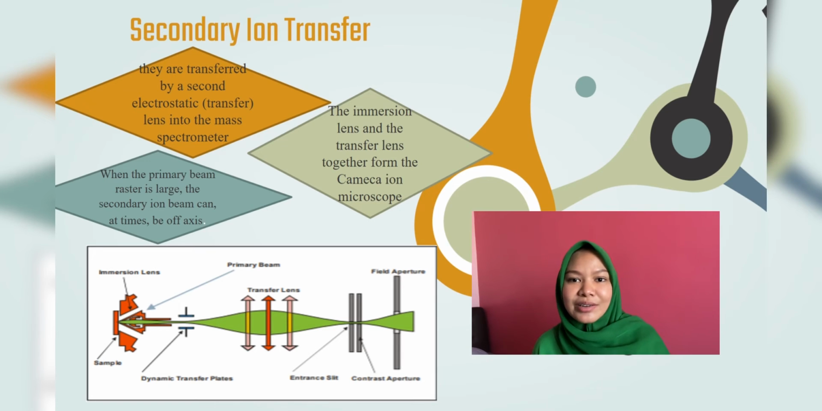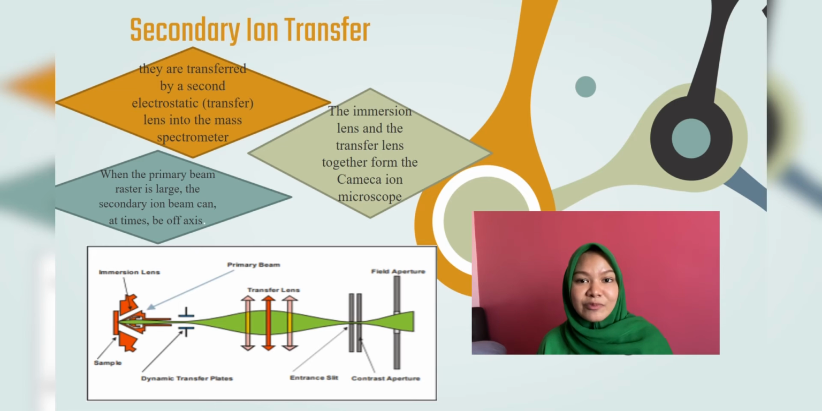After the secondary ions have been extracted from the sample surface by the immersion lens, they are transferred by a second electrostatic lens into the mass spectrometer. The purpose of this transfer lens is to form a real magnified image of the sample surface at the position of the field aperture and to focus the secondary ion beam into the entrance slit of the spectrometer.